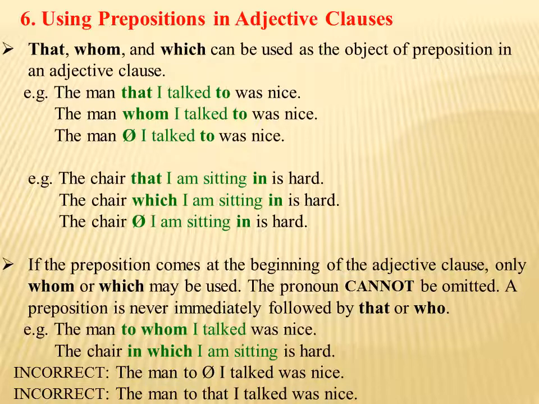And it is incorrect to say the man to I talked was nice, because remember, if the preposition comes at the beginning of the adjective clause, the pronoun cannot be omitted. And it is incorrect to say the man to that I talked was nice, because the preposition can never be followed by that or who.